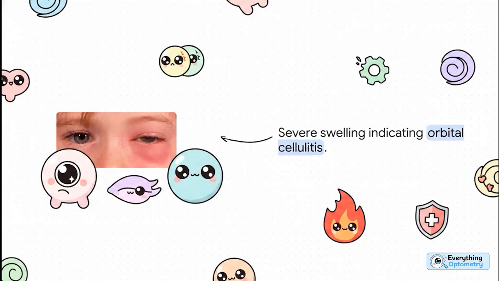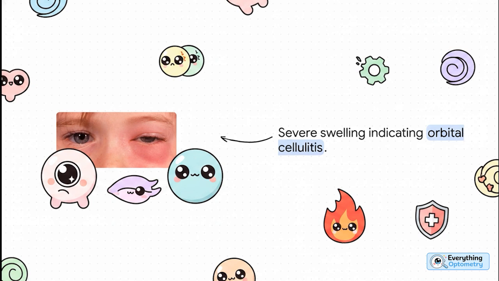Let's shift gears to the orbit. Imagine a child presents to your clinic with a severely swollen, red, incredibly painful eye, and a fever. You observe a droopy eyelid or ptosis and proptosis, where the eye is literally bulging forward. You might even find reduced eye movement and double vision. You are looking at orbital cellulitis.